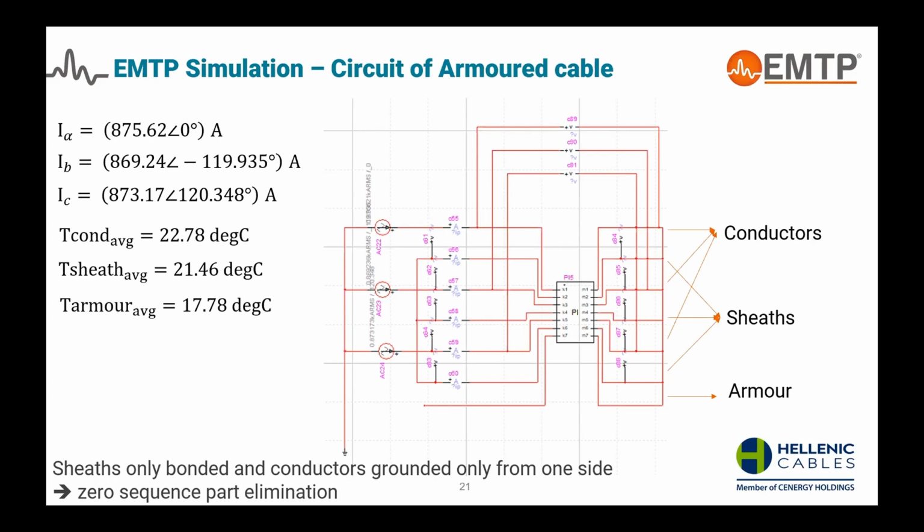Again, we have the nominal PI element because of the short length and because the inductive mechanism is dominant. And this is the circuit for the simulation of the armored cable.